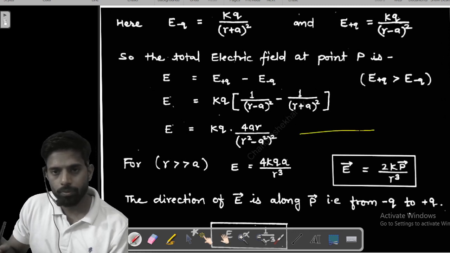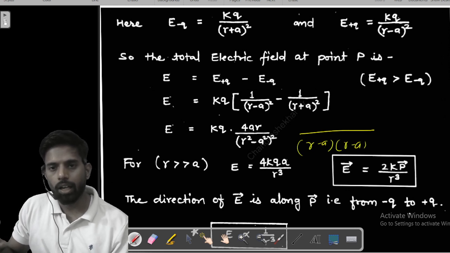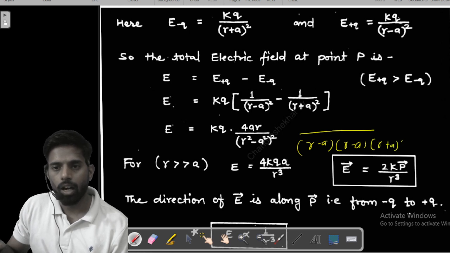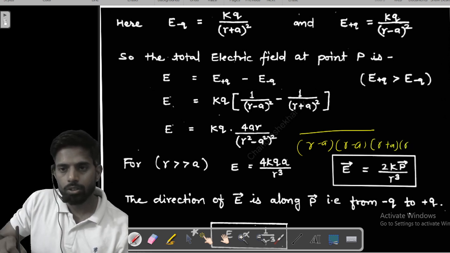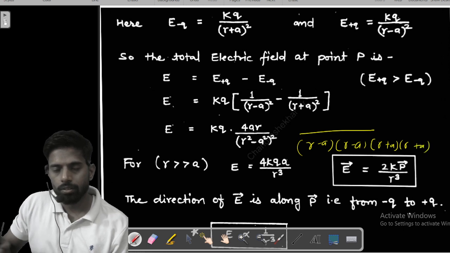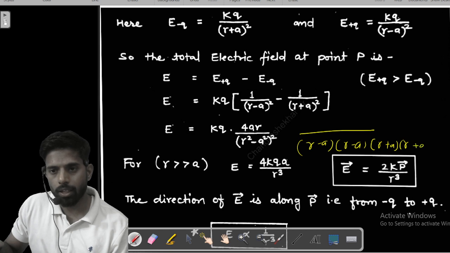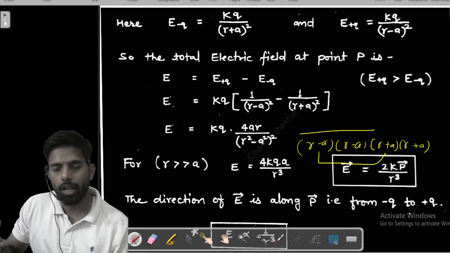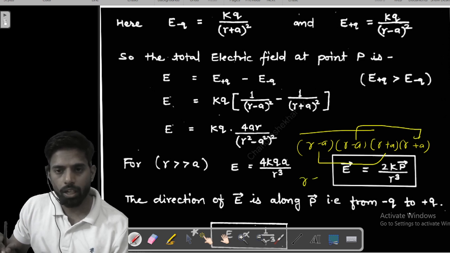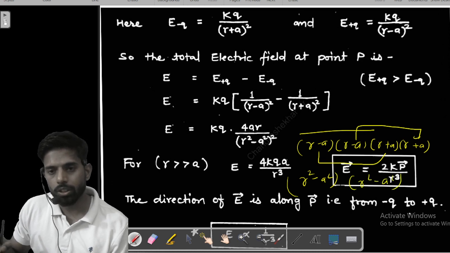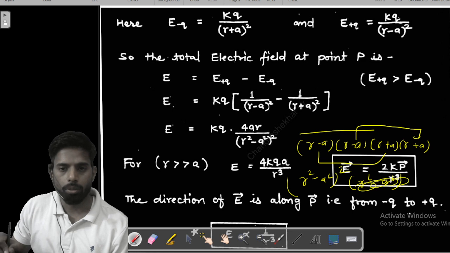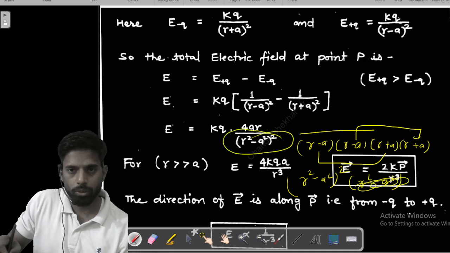So you will get (r minus a) two times and (r plus a) two times. You can make pairs: (r minus a)(r plus a), and again (r minus a)(r plus a). So here there are 2 pairs. Each pair gives r square minus a square, here also r square minus a square. So these are two terms, that's why you can write here (r square minus a square) whole square.